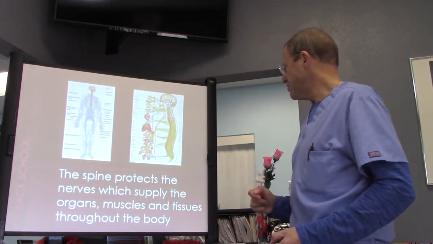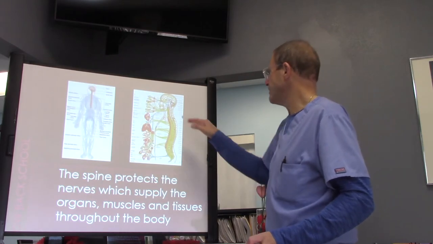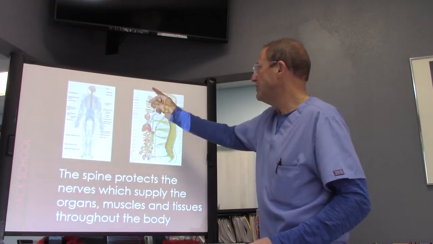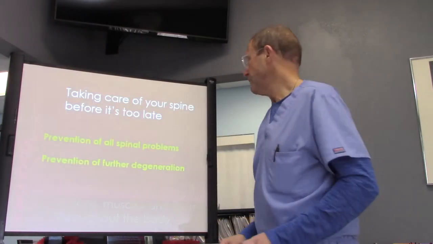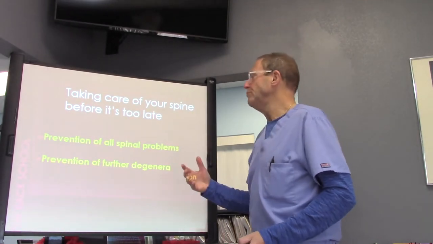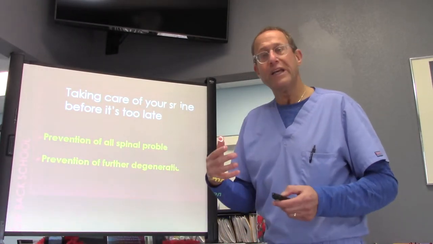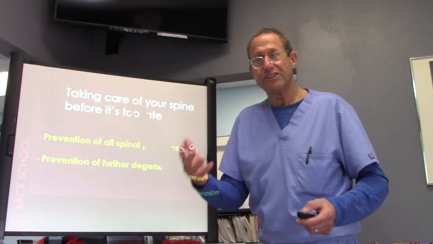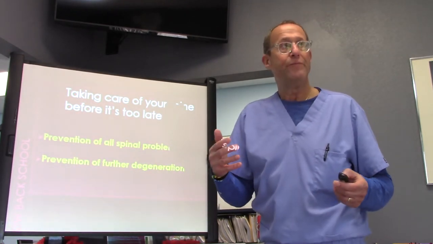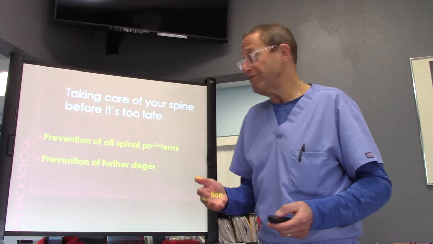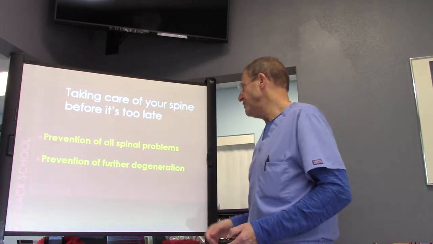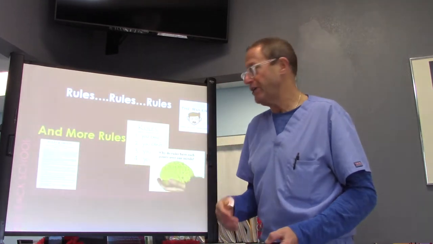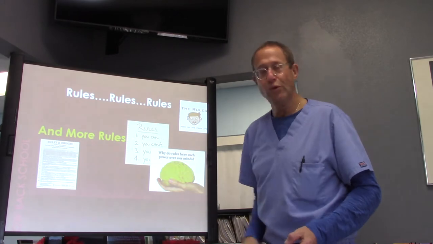So the spine protects the nerves, which supply the organs, muscles, and tissues throughout the body. Again, you have the brain, the spinal cord, giving off the spinal nerves, going to all the various parts of the body. So taking care of your spine is very important before it's too late. We want to get to children before they become adults so that they can develop good habits, just like dentists go into the schools to teach the kids how to properly take care of the teeth. Well, it's the same thing here. We want to prevent all spinal problems, prevent further degeneration for those people who have degeneration at that point in time.